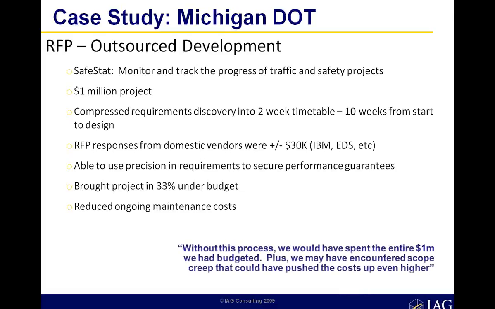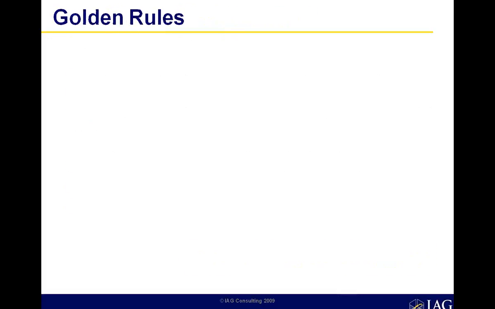So what has to be said to people is, what would you prefer? To spend that 1.4, which is what they likely would have spent, or spend 700 or so, and actually get it on time, on budget, on function, and reduce ongoing life cycle costs.